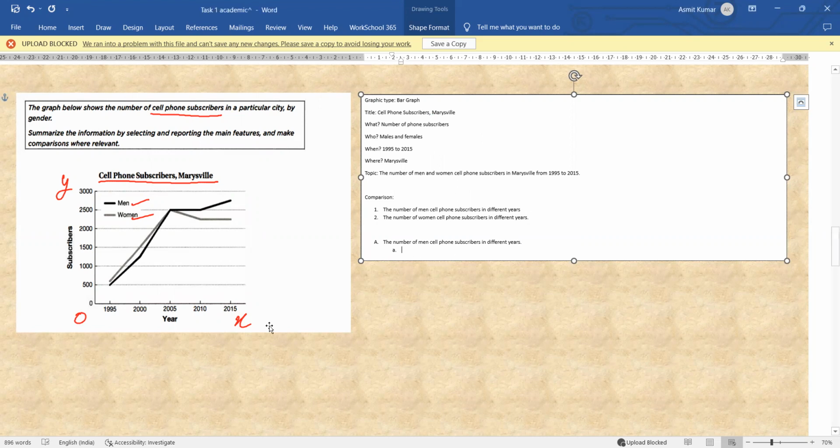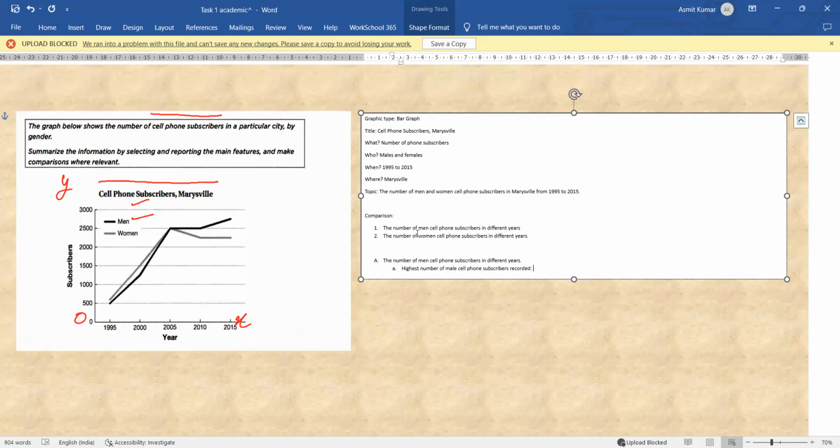So first of all, the first thing we can write about is the highest number, and in the second point we'll be writing the second highest. So the highest number of men cell phone subscribers recorded. When was it recorded? We can see here, in 2015, the highest number of cell phone subscribers.